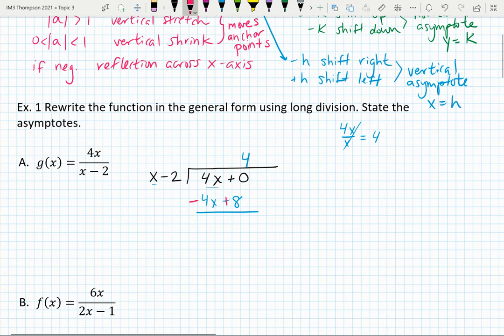When we change the signs, so 4x minus 4x, that cancels. Wonderful. And then 0 plus 8 gives me 8. I have nothing left to bring down, so that becomes my remainder. So when I rewrite this, I get 4 plus, and my remainder is 8 divided by x minus 2.